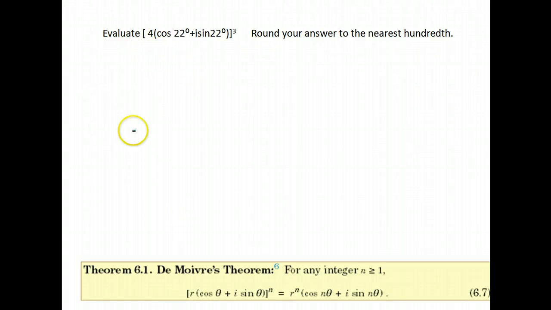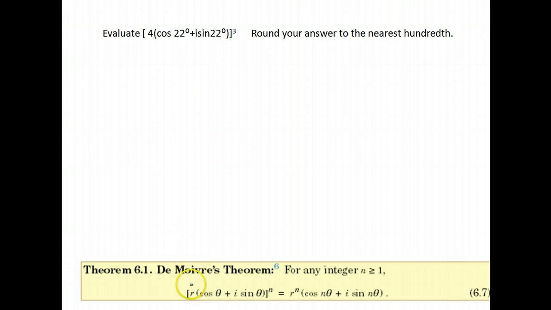Right, we are going to be using something called DeMoivre's theorem. Notice here what we're asked to do is take the number cosine 22 plus i sine 22 and raise it to the third power, which means if we did this by hand, we would have to write this out 3 times and multiply 3 times. Okay, that can get a bit tedious. Fortunately, we have a theorem, DeMoivre's theorem, and it tells us a bit of a shortcut for that.